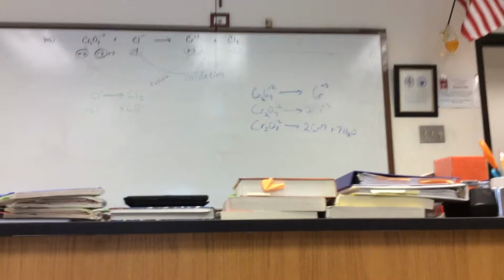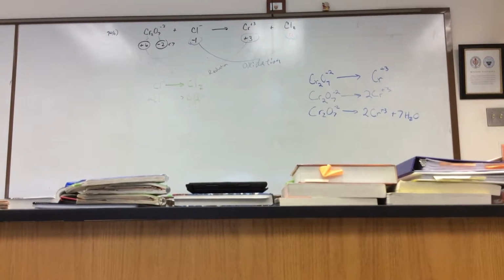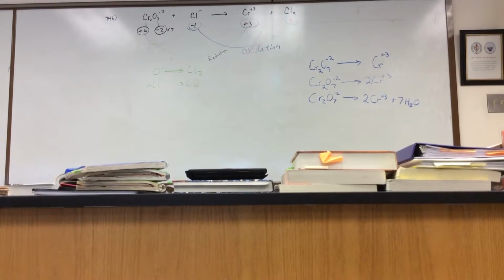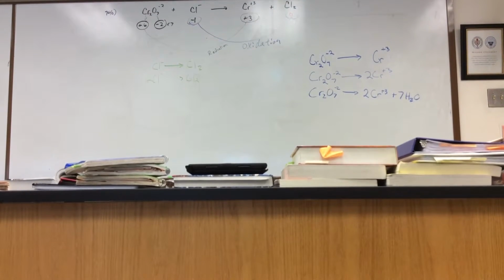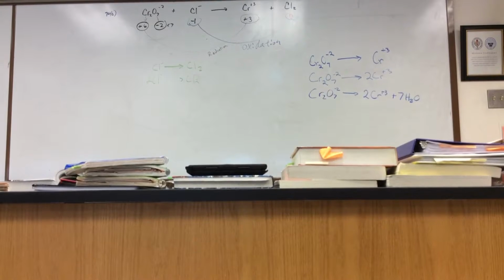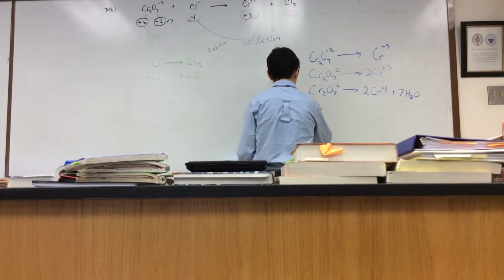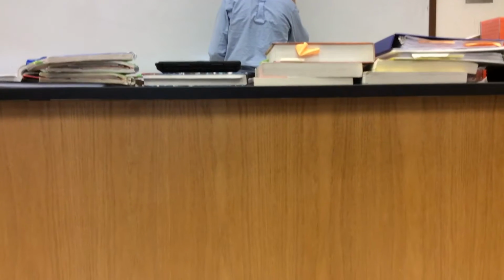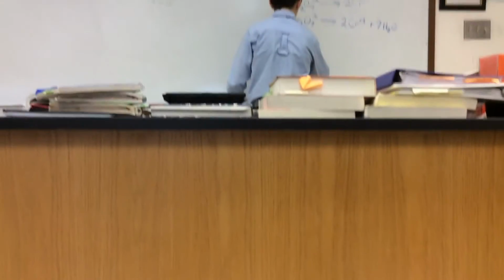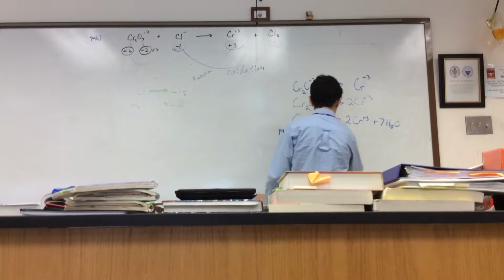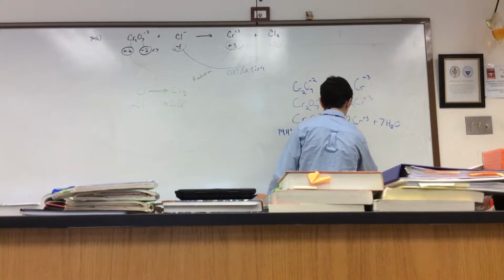Nick Bledsoe, what are you gonna have to do to balance out the reduction half reaction? Add 14 H pluses to the left. All right, go ahead and do that. You always want the H pluses in front of the element that's already there, or it can be on either side. It doesn't matter, it's just gotta balance.